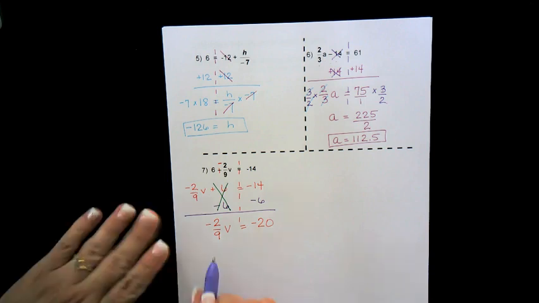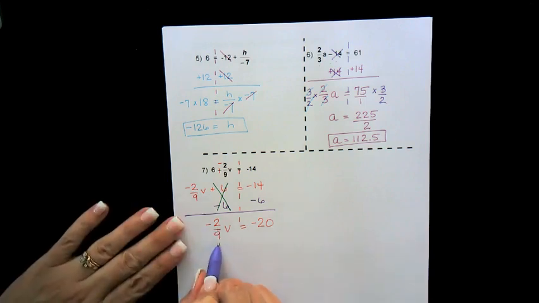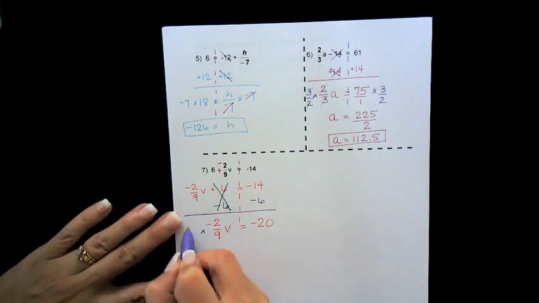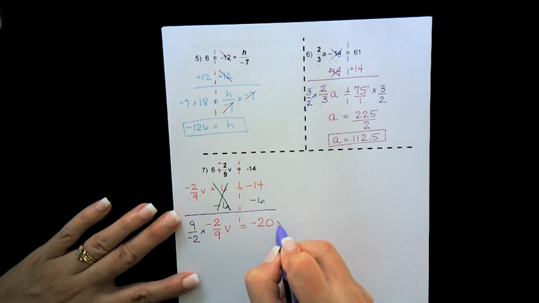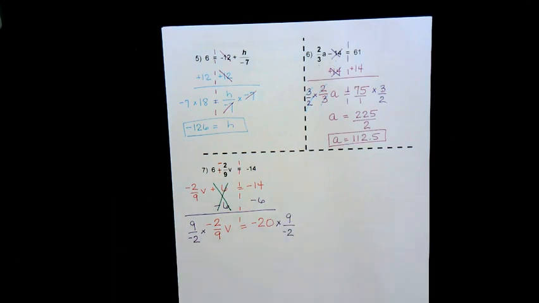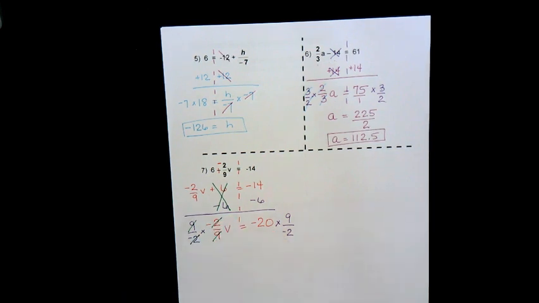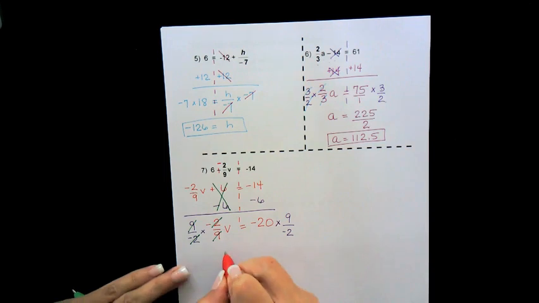Now remember, we could do the opposite of multiplying by -2/9 by dividing by -2/9, but the same thing happens when we multiply by the reciprocal. So we're going to flip that and multiply. We're going to do it on both sides of the equation. Remember why we do that? Because multiplying by 9 and dividing by 9 cancel. Multiplying by -2, dividing by -2 cancel. And that gives me just a v.